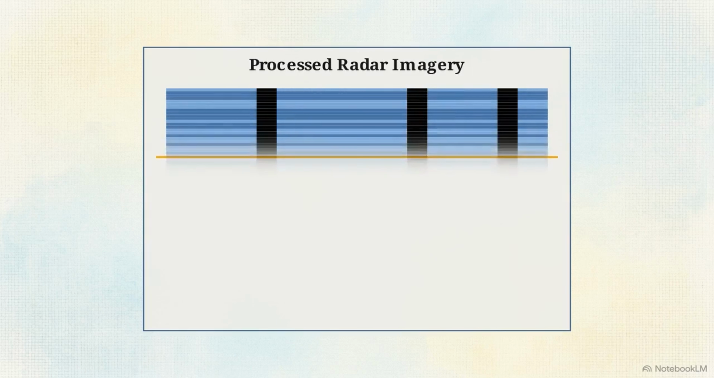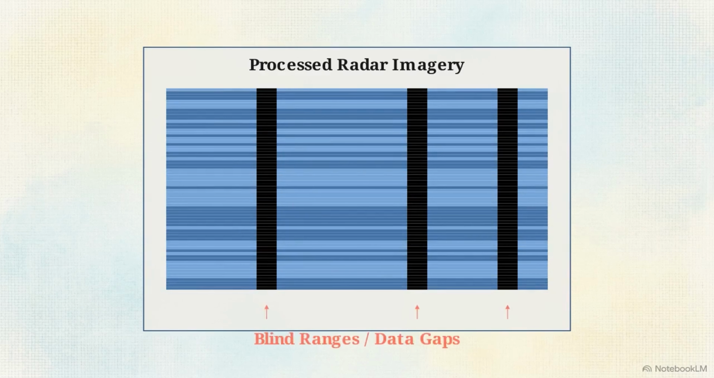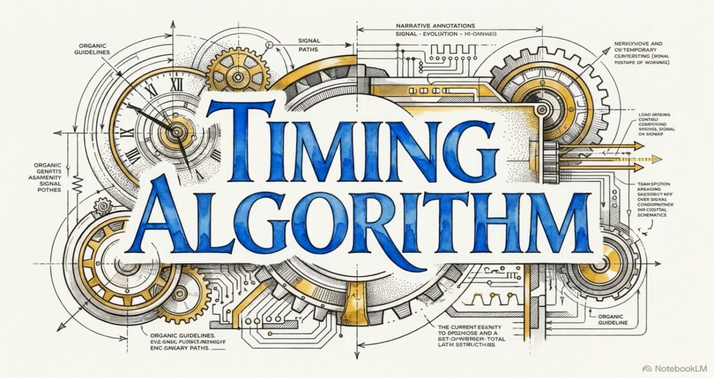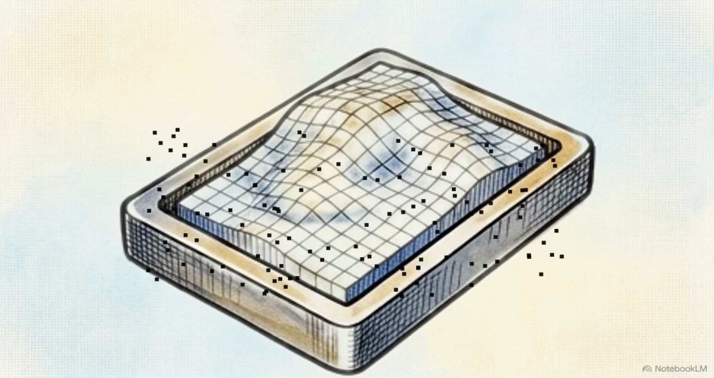If the pulse intervals are kept mathematically uniform, this creates persistent blind ranges, solid black stripes running directly down the length of the radar image. To solve this, the signal processing relies on staggered SAR, also known as PRF dithering. By continuously and cyclically varying the interval time between pulses, the system breaks up those solid black stripes, dispersing the blind spots as scattered, randomized pixel gaps across the swath.